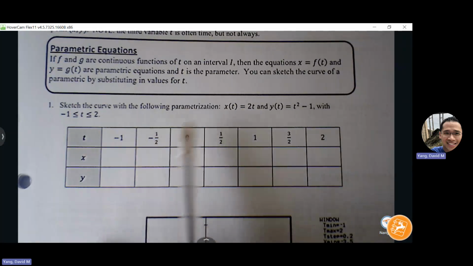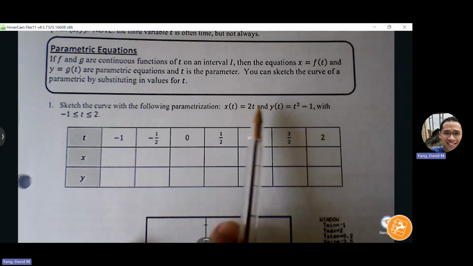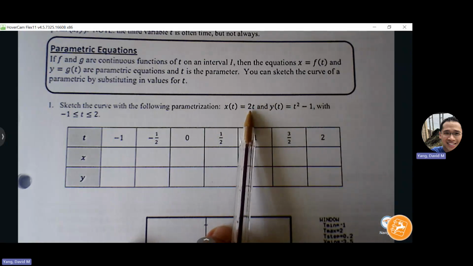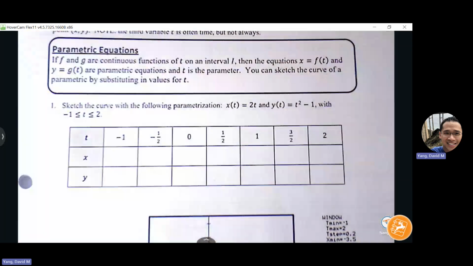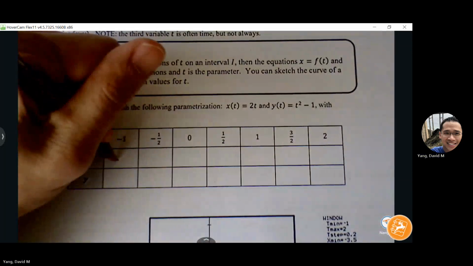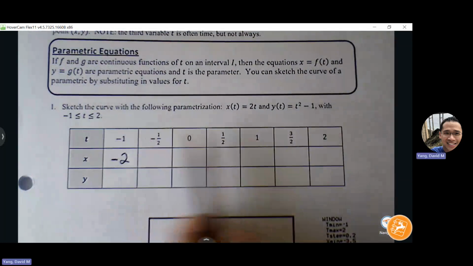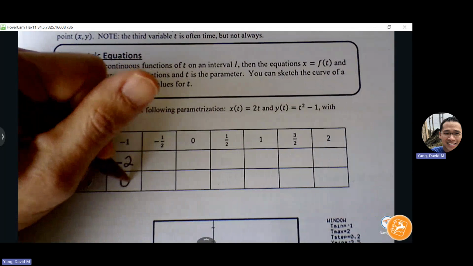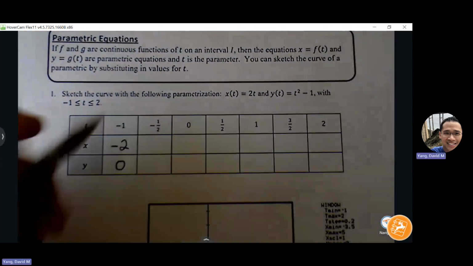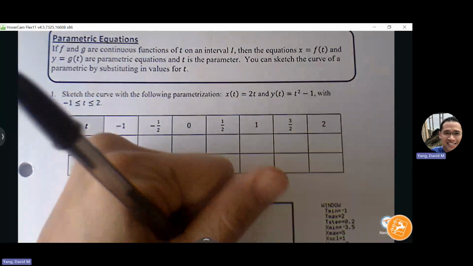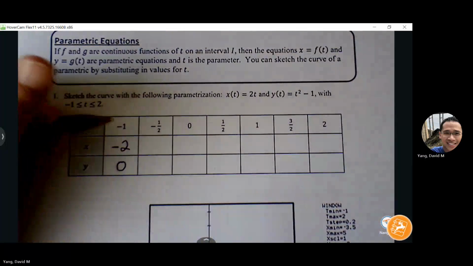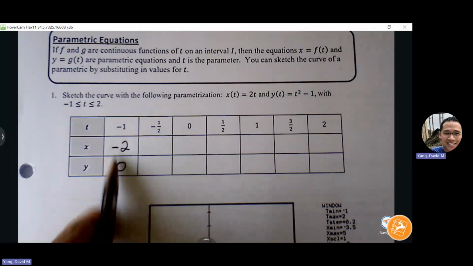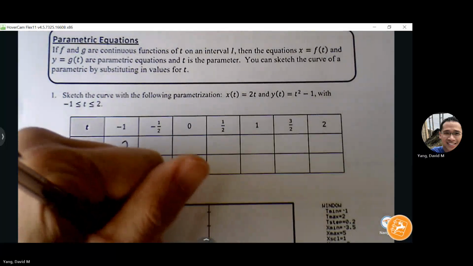So here, when t equals -1, we can find corresponding x and y values. Plug -1 in for t, we get -2. Plug -1 in for t here, we get what? Yeah, 1 squared minus 1 is 0. We're just going to go down the line. And then as we find the ordered pair, we can plot them onto our graph as well. So -2, 0 is our first ordered pair.